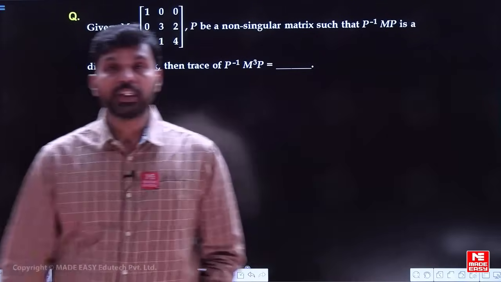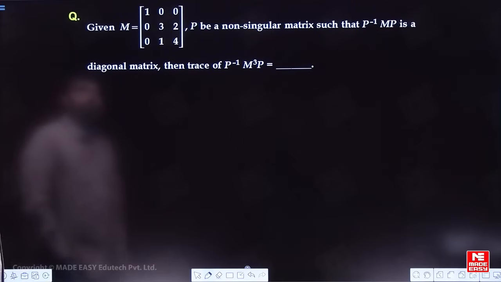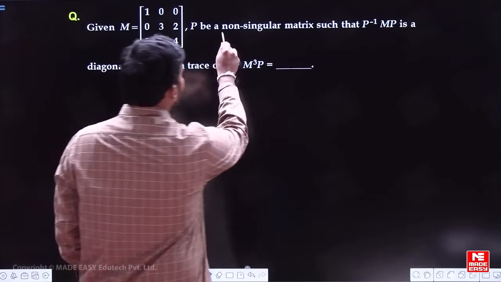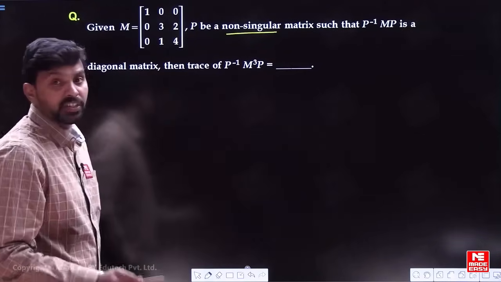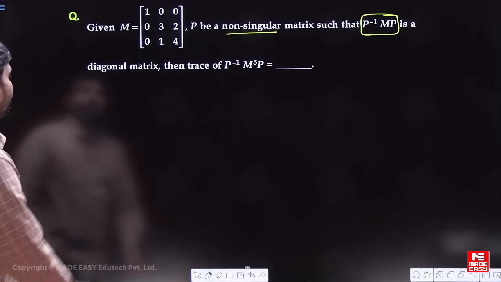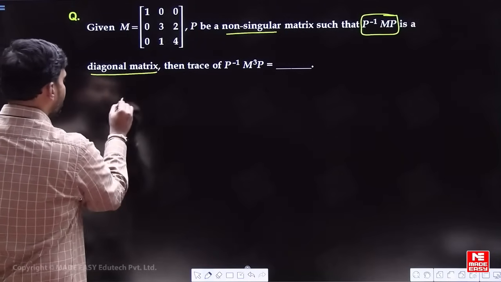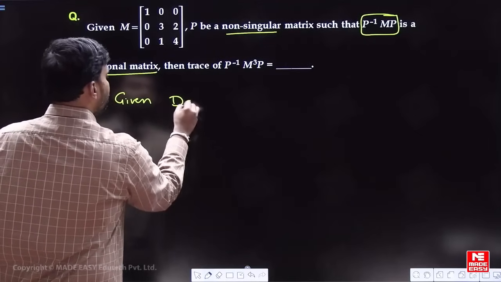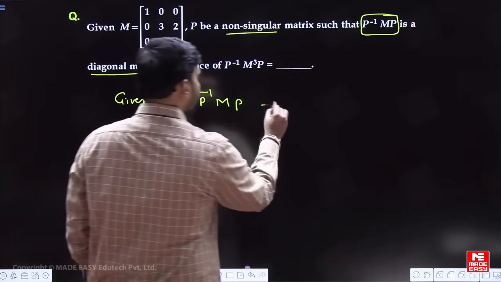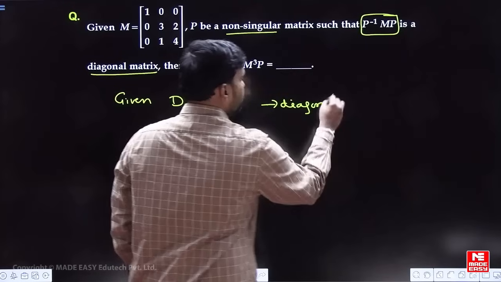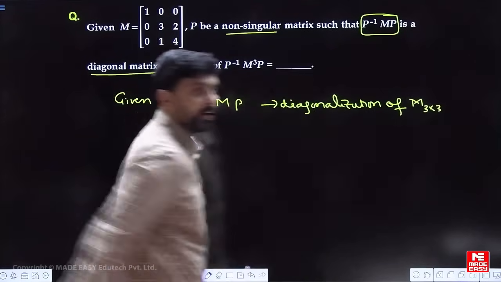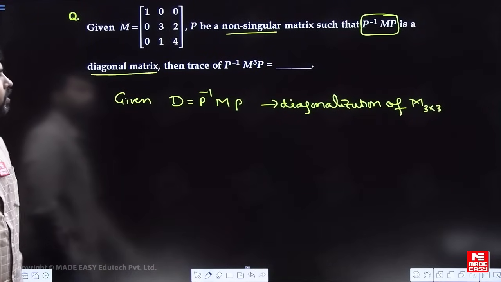Now let's move on to this question here. M is some square matrix given to us, and it says that P is a non-singular matrix such that P inverse MP, you see this here, P inverse MP is a diagonal matrix, meaning it is given that D is equal to P inverse MP. This is understood as the diagonalization of the square matrix M, 3 cross 3, right or not? It is the diagonalization of M, 3 cross 3 here.